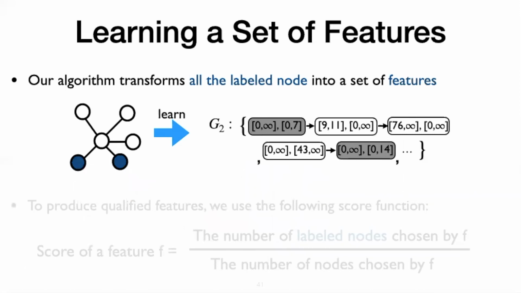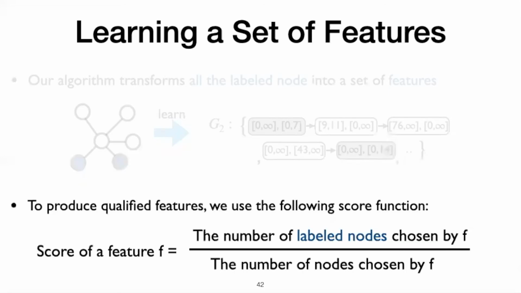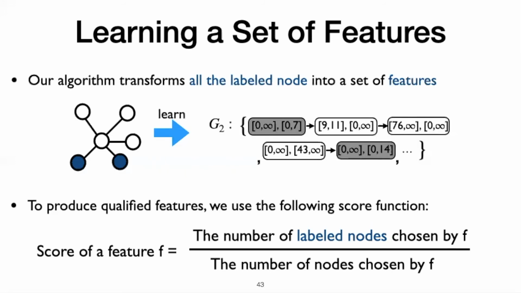When the algorithm transforms the labeled nodes into features, it produces features until the generated features cover all the labeled nodes. When generating features, our algorithm uses the score function, which calculates the portion of the chosen labeled nodes over the chosen nodes. A qualified feature will have a higher score because it will choose labeled nodes but exclude the non-labeled nodes as much as possible. The goal of the learning algorithm is to generate high-scored features until the generated features cover all the labeled nodes.